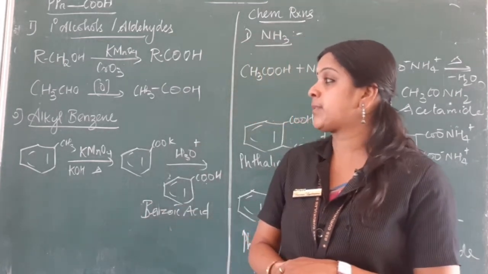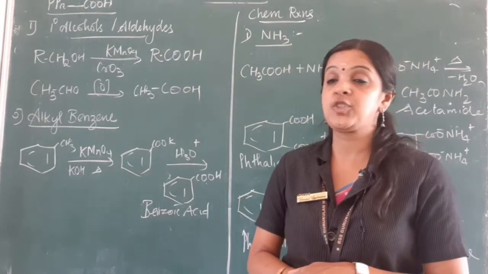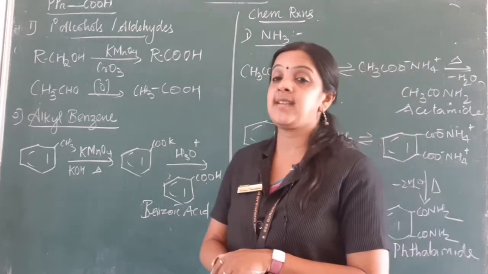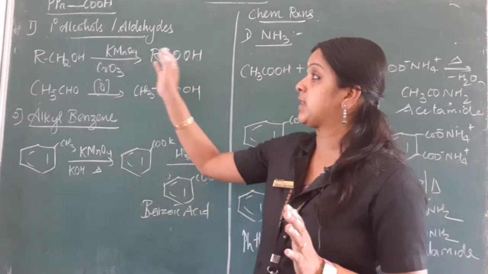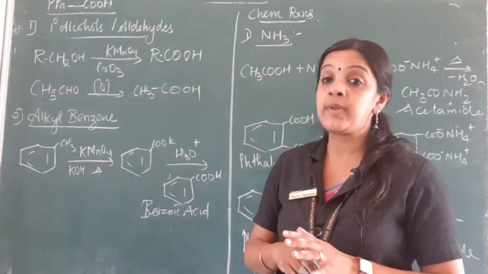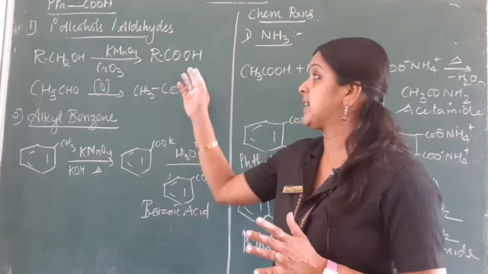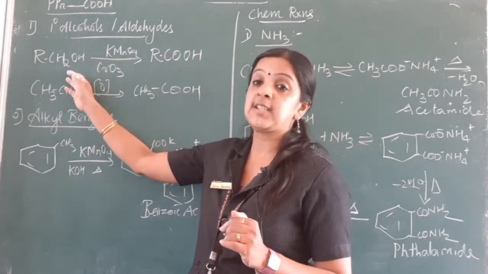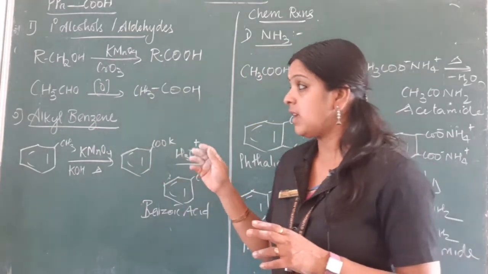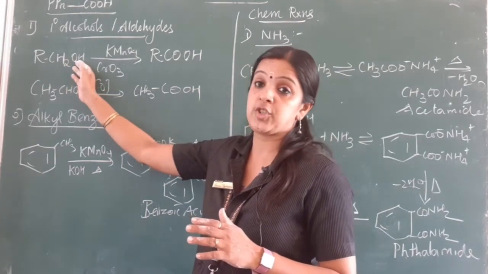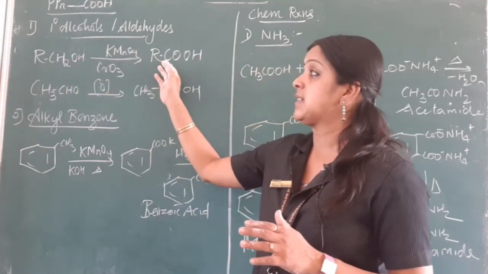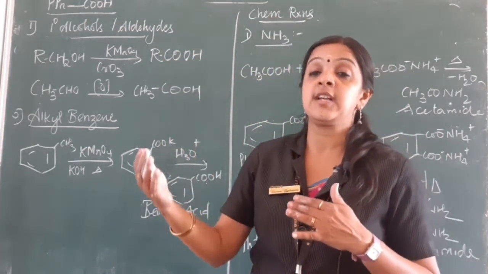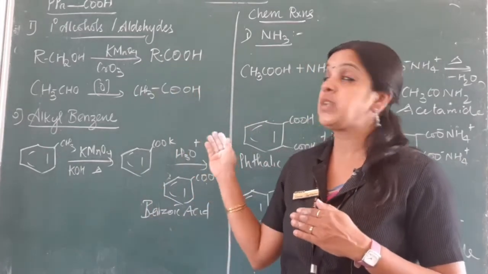Of the preparations, we have 2 important ones. The first one is from alcohols and aldehydes. Primary alcohols and aldehydes, when oxidized with alkaline potassium permanganate or chromic acid or any oxidizing agent, give the corresponding acid. Say acetaldehyde giving acetic acid, or even if it is ethanol, it gives acetic acid. Let us take CH3CH2CH2OH. You know, one more carbon gets added when you convert a primary alcohol into its acid form.